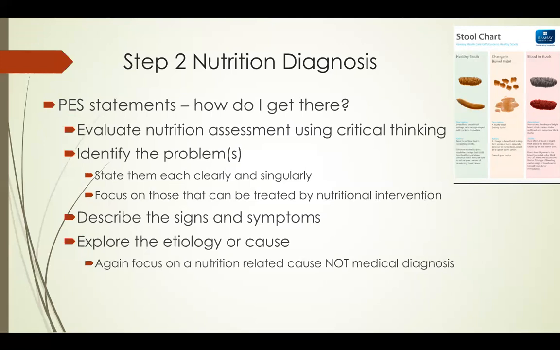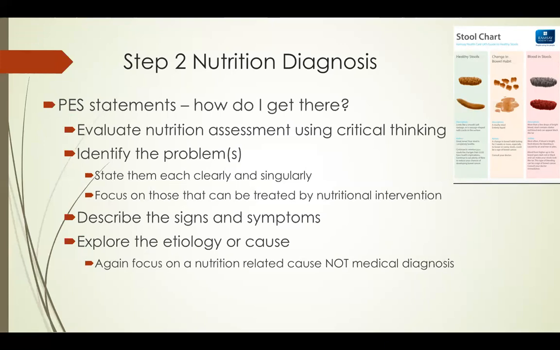Some of the things that we want to consider when choosing a PES statement is a set of questions that we can answer. So this set of questions includes: Can the dietitian resolve the problem? Does the etiology or the cause make sense, and does it match the assessment data? Does the nutrition assessment data support the problem?